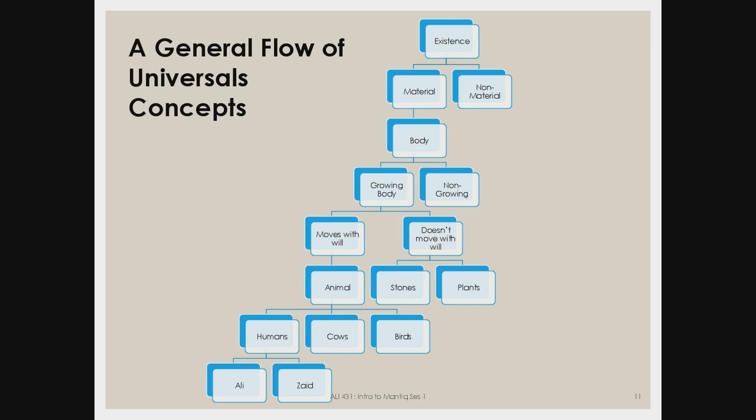Growing body either moves with will or doesn't move with free will. If it doesn't move with free will, then it's like plants. Okay, plants grow, but they don't have free will in that sense. If they move with free will, they're animals. All of these are kullis, by the way. They're universals. You can apply all of these concepts on different things, on more than one thing. You have animals, and then animals are humans, cows, birds, and then humans are Ali and Zaid.